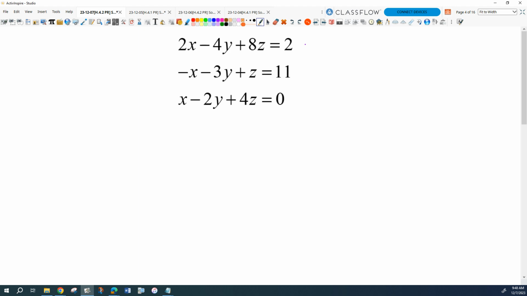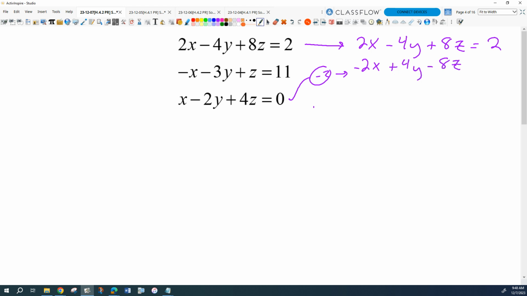If we just keep this one the same, we multiply this guy by -2. We get it in one step.